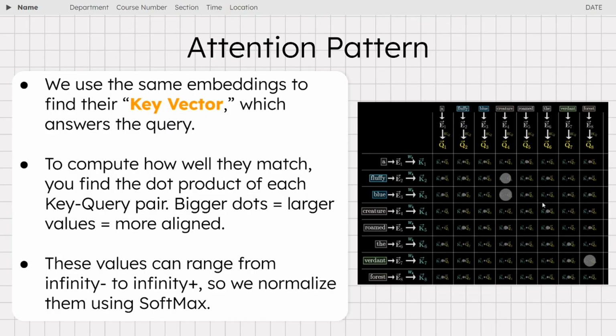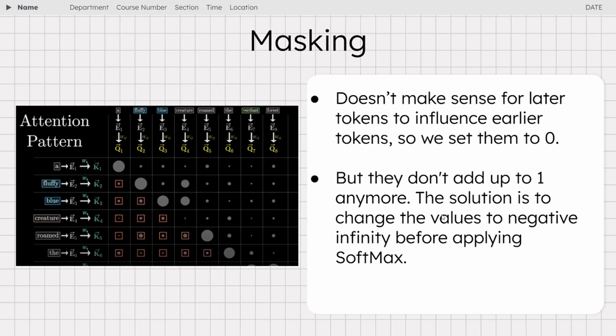Right here, where the values range from negative infinity to infinity, we just set them to negative infinity. And then we apply softmax so that we normalize the values so that we can use them for predictions. And this is called masking. We're basically hiding these values.